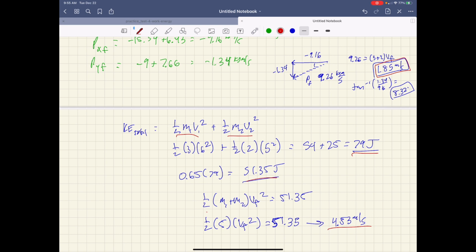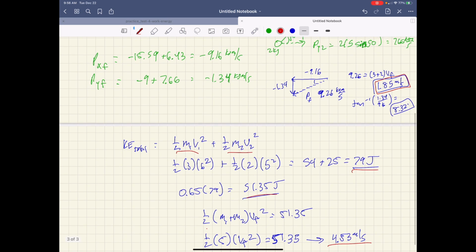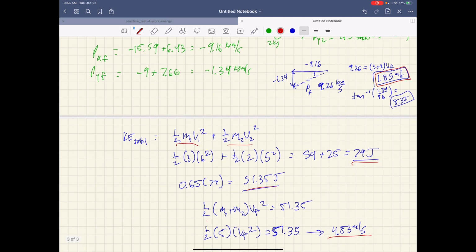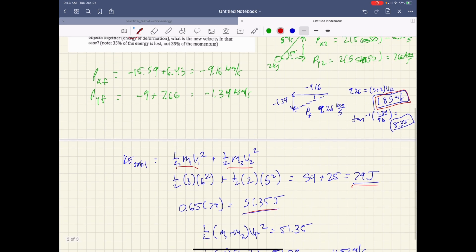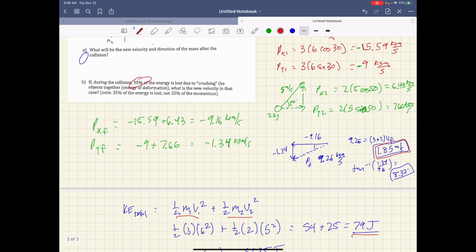So what's happening here, and that's why I paused, I was thinking to myself, how could the final velocity, if you lose 35% of your energy, be 4.53 meters per second when the actual answer is 1.85, right? If you lose energy, shouldn't it be less than 1.85? Double check my work, and it just occurred to me that this is an inelastic collision, and so energy is of course lost in order for these objects to stick together.